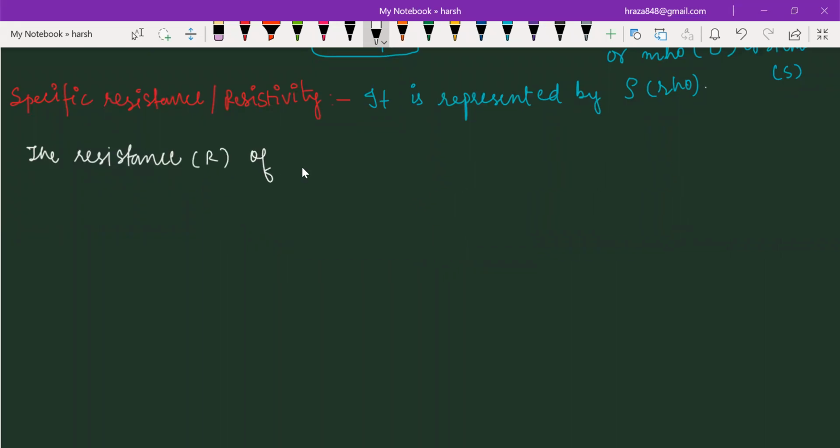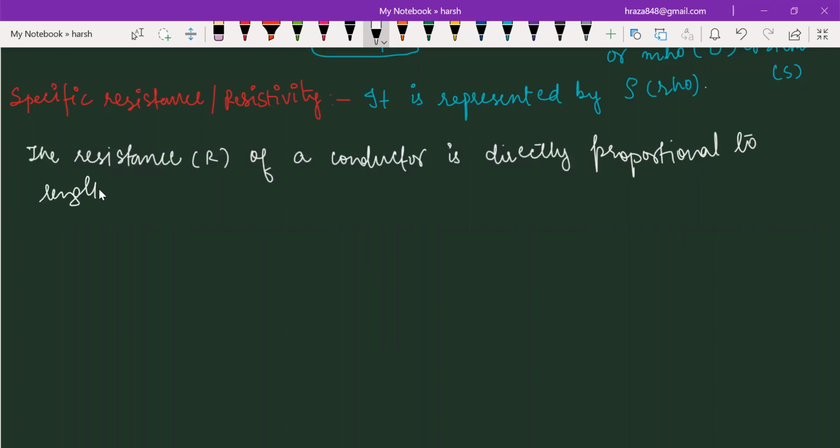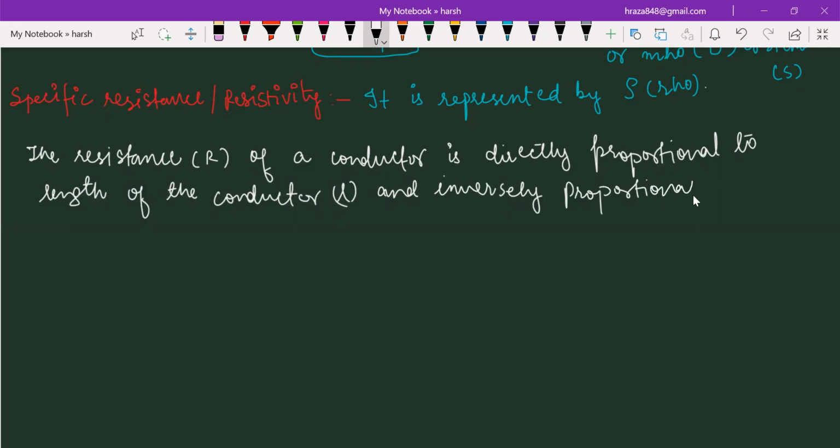Resistance R of a conductor is directly proportional to the length of the conductor, that means L, and inversely proportional to the area of cross section of the conductor.